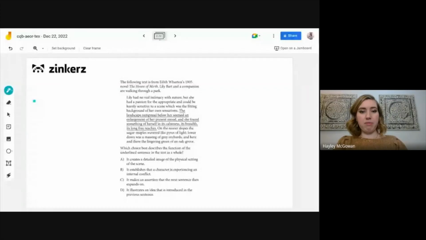Now for this problem, we looked at another purpose question before, and that one was slightly different. This one just has the section that we're talking about underlined in the passage, and then the question states which choice best describes the function of the underlined sentence in the text as a whole. So in this one, we're specifically focusing on this sentence and how it works in the context of the passage. So let's see.